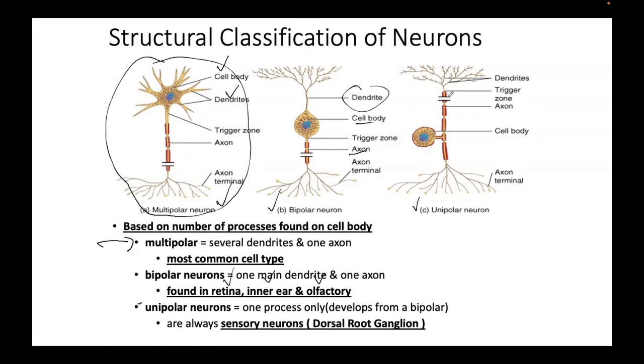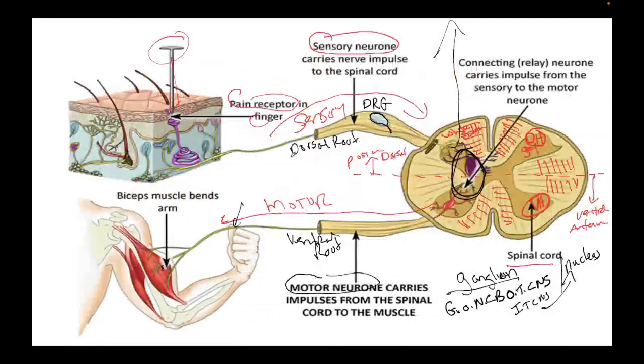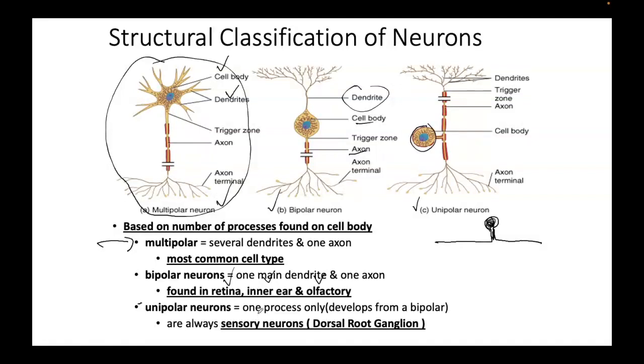Now, unipolar, if we look at this one, it's very interesting. It only has one process, right? Here's the cell body, and there's one process. Now, if we look at this structure and we turn it sideways, we kind of have this structure, the lollipop stick. Doesn't that look like that? Sure does. So a unipolar neuron is always found in the sensory neuron where we have a dorsal root ganglia.